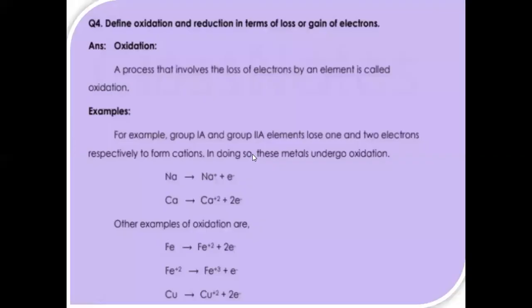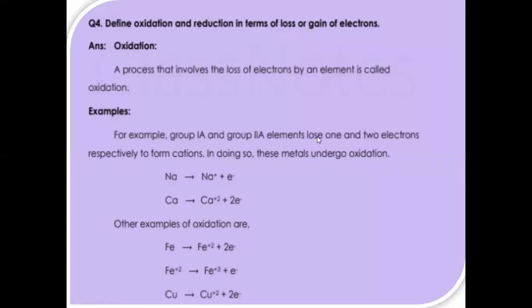Question number 4, define oxidation and reduction in terms of loss or gain of electrons. Oxidation: a process that involves the loss of electrons by an element is called oxidation. For example, group number 1A, which are called alkali metals, and group number 2A elements, alkaline earth metals. These elements lose 1 and 2 electrons.